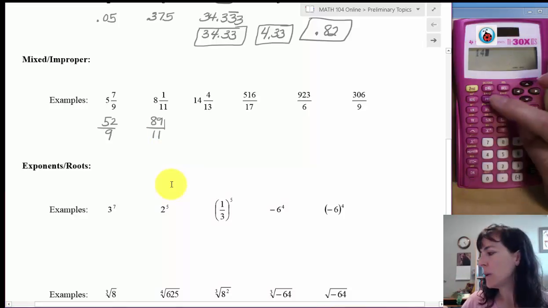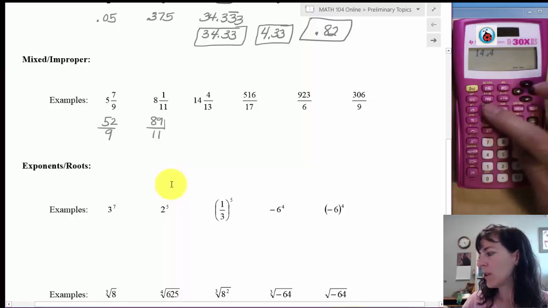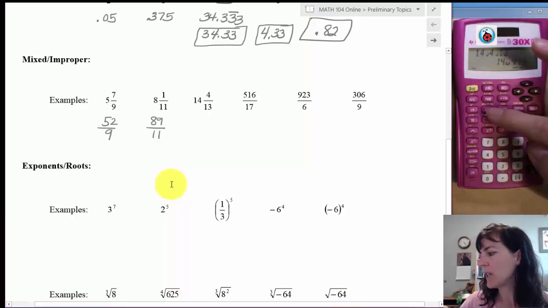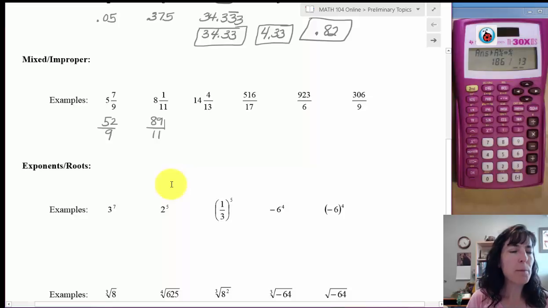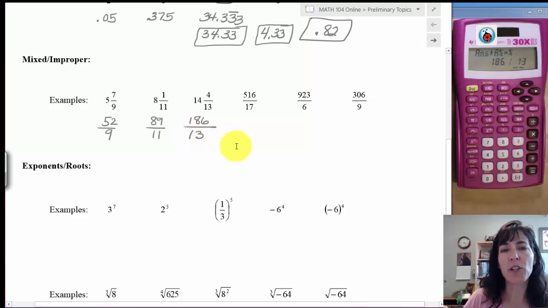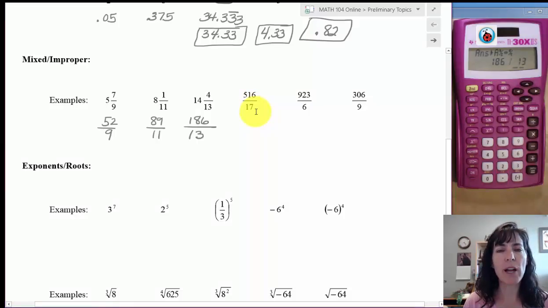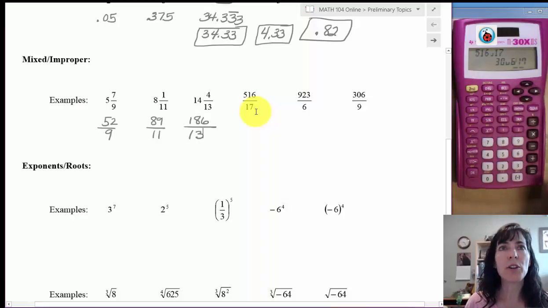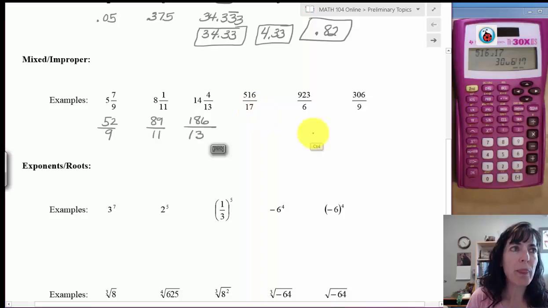So 14 and 4/13ths, convert to improper, and I get 186 over 13. So that's an improper fraction. Now this one, 516 over 17, that's not a mixed number, it's an improper fraction. So we'd like to go the other direction if we can. 516 over 17, push enter, and it gives me a mixed number. It will also be the most reduced form of that mixed number.